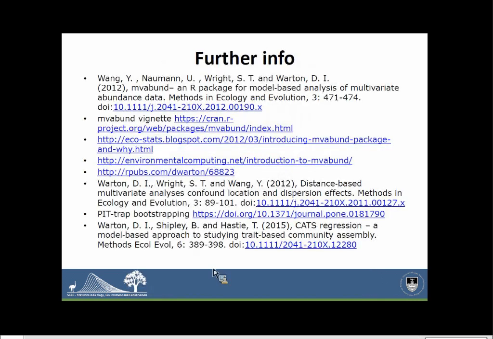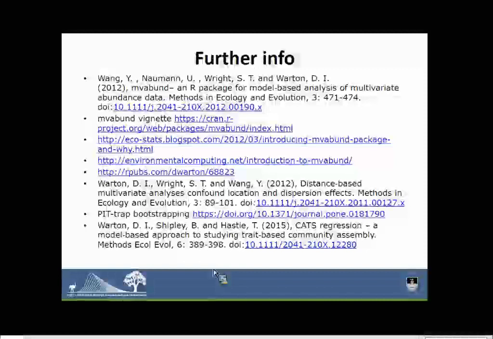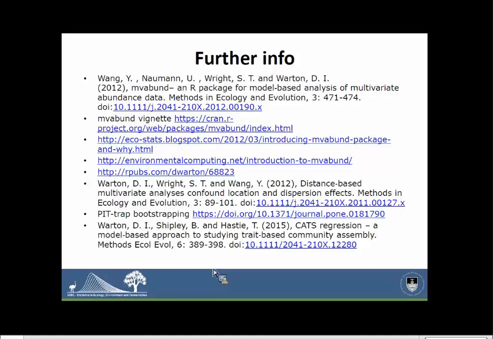And that went really faster than I thought it was going to go. But yeah, so there's lots of information. I've got a few here, some of the most important papers, some websites, blogs that you can have a look at that would be really interesting. Some information about the comparison between the distance-based and the model-based ways of analyzing your data.